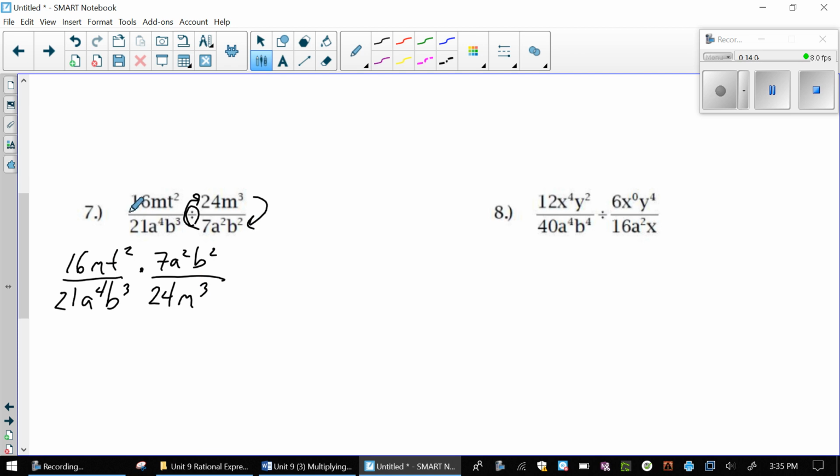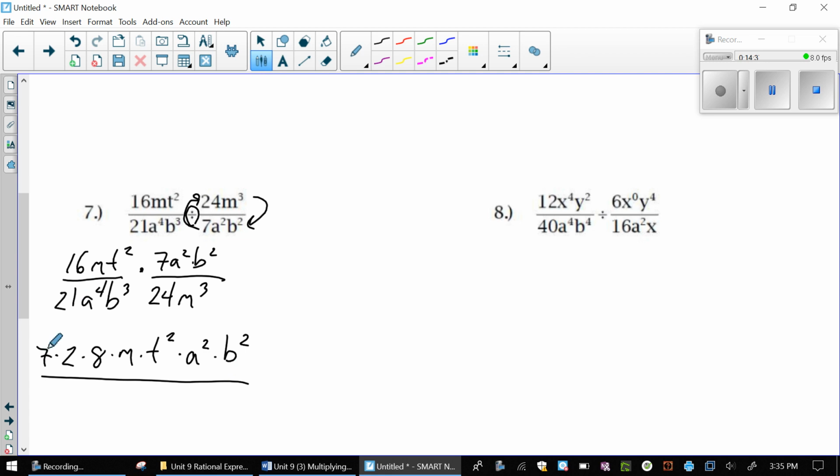All right, so I see 16 on the top. I see 24 on the bottom. Their greatest common factor is 8. If you want to divide that out now, go ahead and do it. If you want to break it down like we've been doing, I can just write this as 2 times 8. Okay, and then I'm going to go ahead with my variables, times m, times t squared, times, I'll throw the 7 out in front to keep all my constants. So there's that 7, a squared, times b squared.